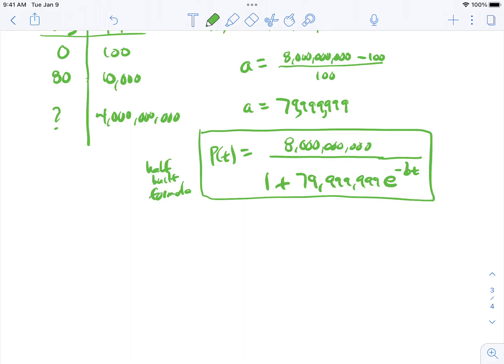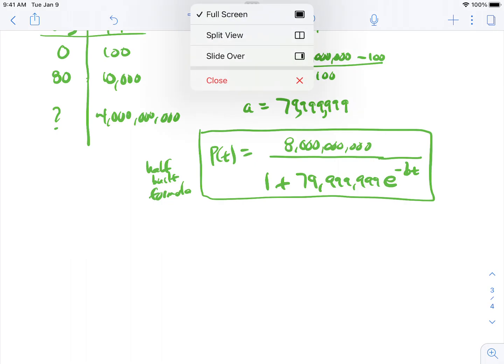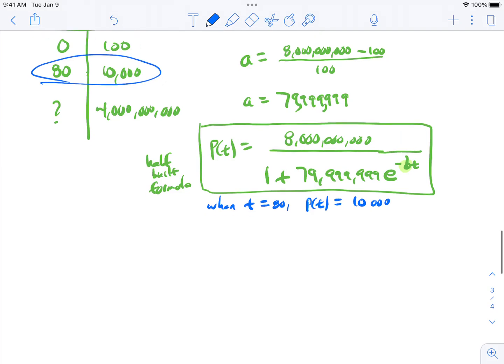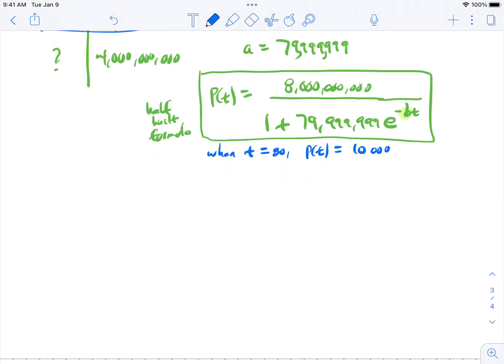Just by figuring out that A and the carrying capacity, we were able to just, boom, we've got half the formula. What's missing, of course, what's missing is we don't know what B is. And that's where you have to go get another point. So I'm going to switch back to blue here. This point. When T is equal to 80, the population is supposed to be 10,000. So we're going to plug that information in and solve for our B.